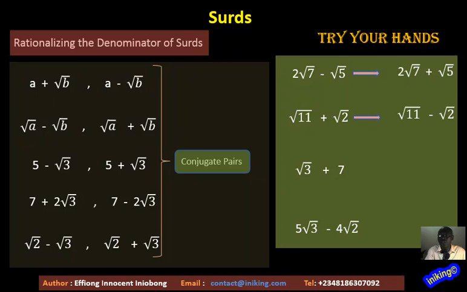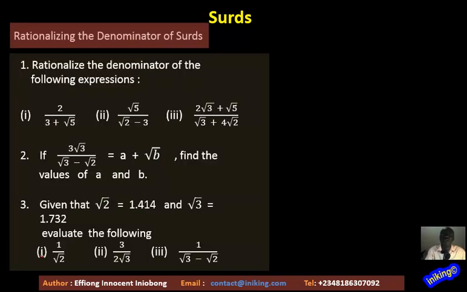I'm sure you can do the remaining two. This will be root 3 minus 7. And finally, what did you get for the last one? 5 root 3 plus 4 root 2. If you got all these right, then that means you're ready for our next video clip. In the next video clip, we'll be trying out these problems. We're going to use the concept of conjugate pairs to rationalize these expressions. See you then.